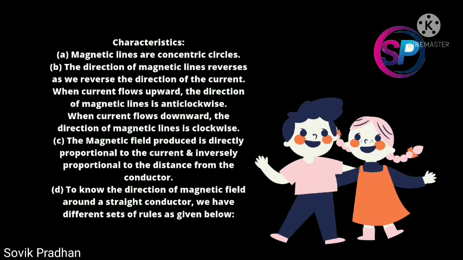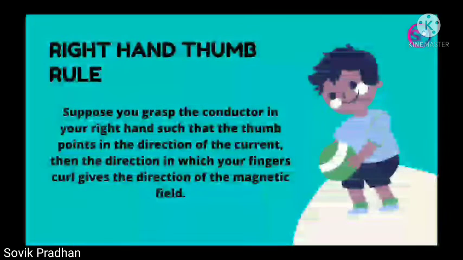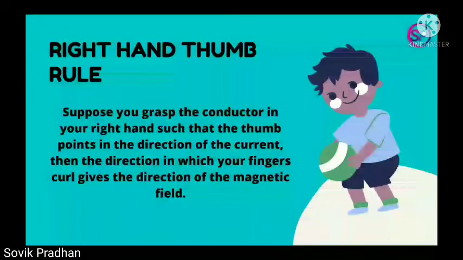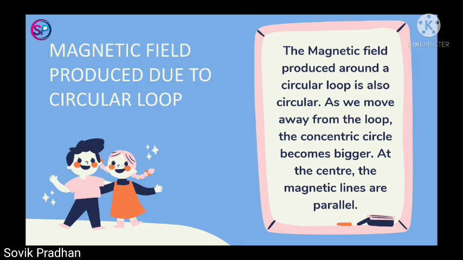To know the direction of the magnetic field around a straight conductor, we have different sets of rules as given below. So here you can see the diagram. Now, the right hand thumb rule. What is it? Suppose we hold a conductor in our right hand such that the thumb points in the direction of the current, then the direction in which your fingers curl gives the direction of the magnetic field. Here you can see the diagram of the right hand thumb rule.